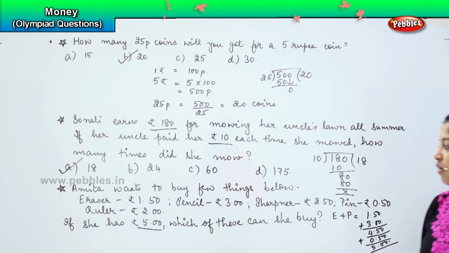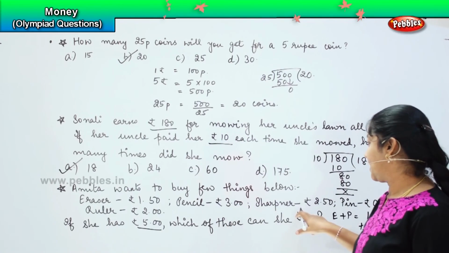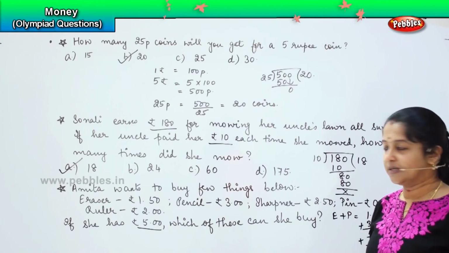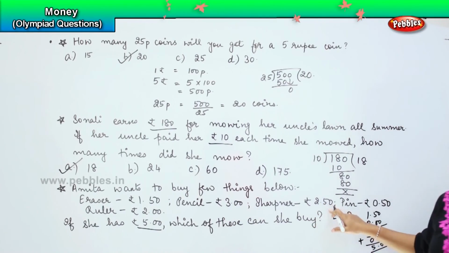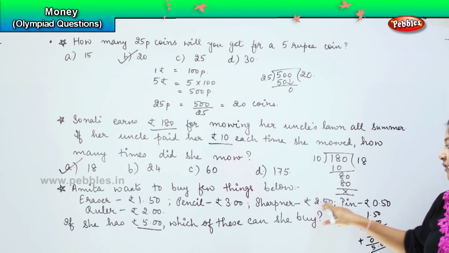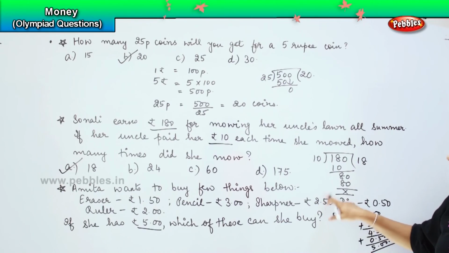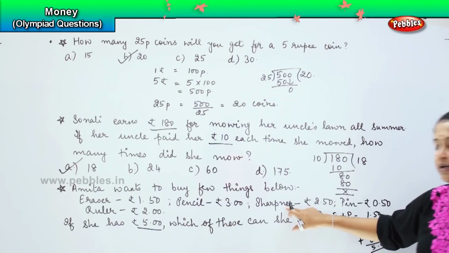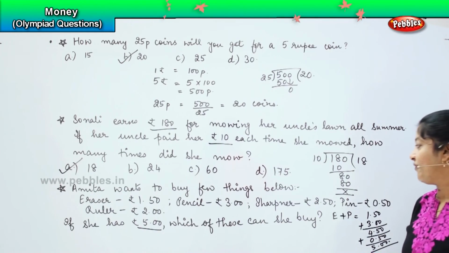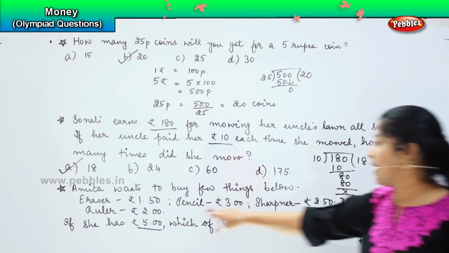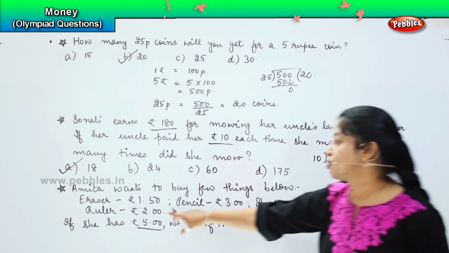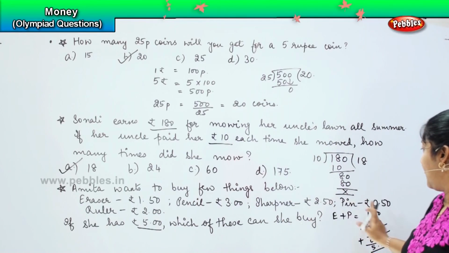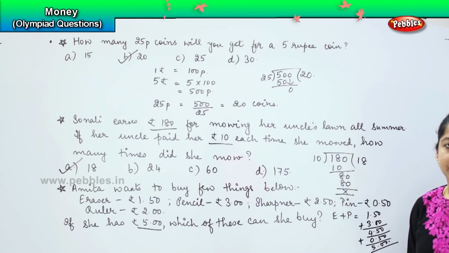Okay. So now if we try to buy pencil and sharpener, is it possible? Pencil costs 3 rupees, sharpener costs 2.50. So 3 plus 2 is 5 and 50 paise. So which means it is costing me 50 paise extra. So I cannot buy a pencil and a sharpener. Now if I try to buy a sharpener and a ruler, is it possible? So 2 plus 2, 4, 4.50 and this 50 paise pin.